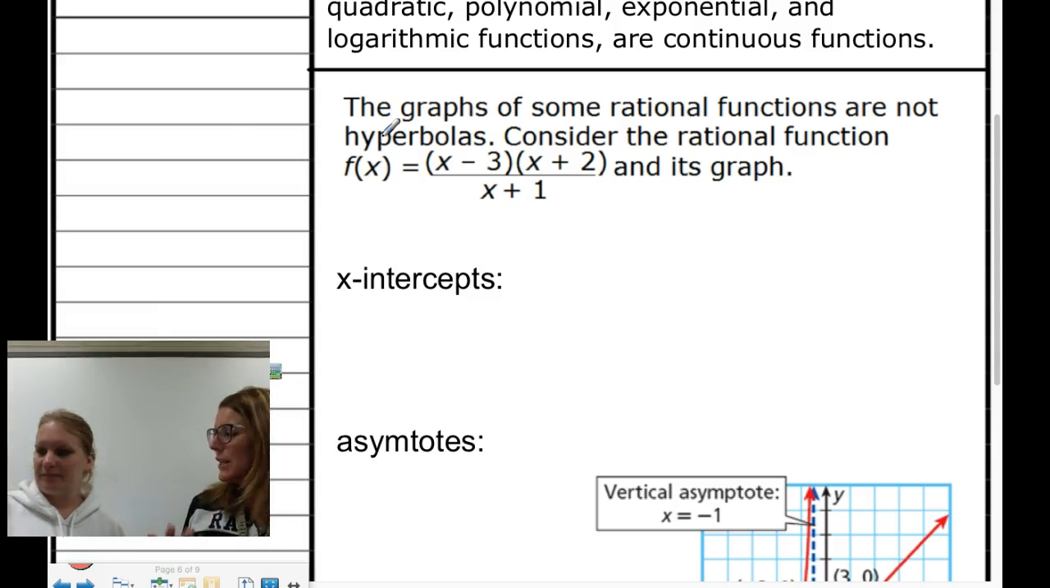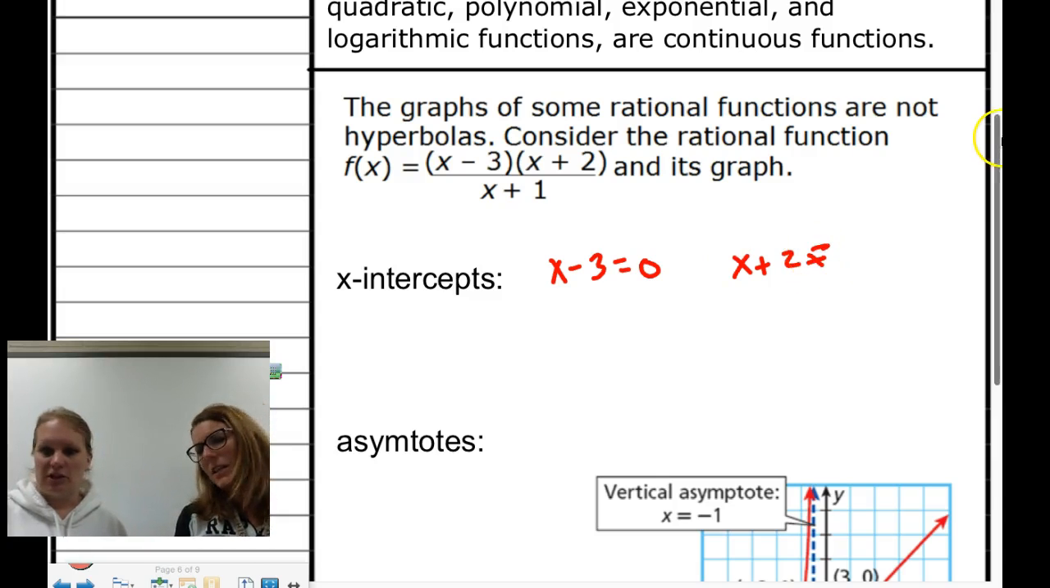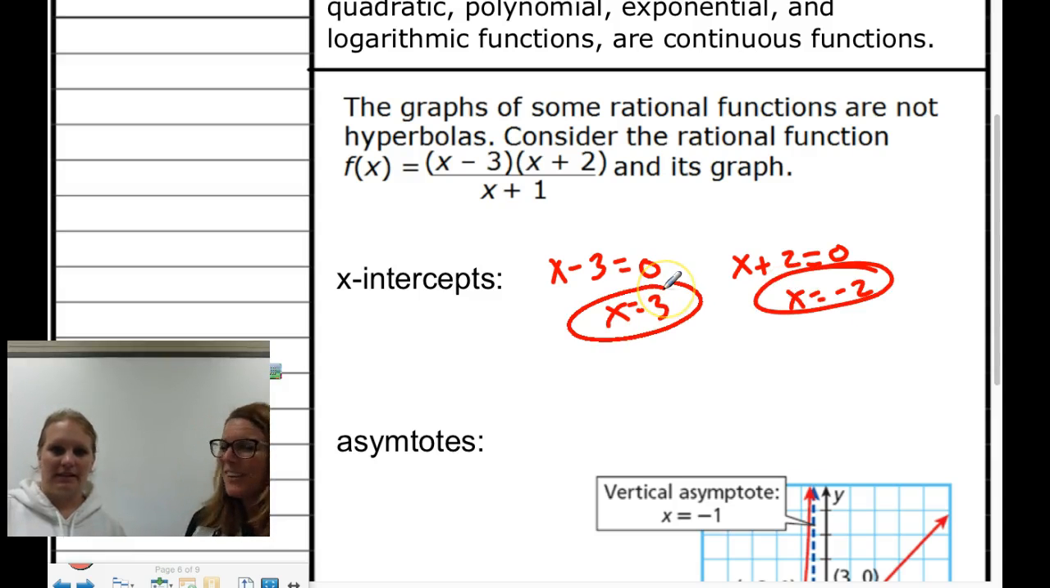Because what an x-intercept is, when you have a function like that, is the x values that make the numerator 0, the top. So we're going to set that equal to 0. So x minus 3 equals 0, and x plus 2 equals 0. I'm going to change that, because that looks like not equals. So x equals 3 and x equals -2. Those are the x-intercepts. See how easy that is? The numerator is 0. What x values make it 0?